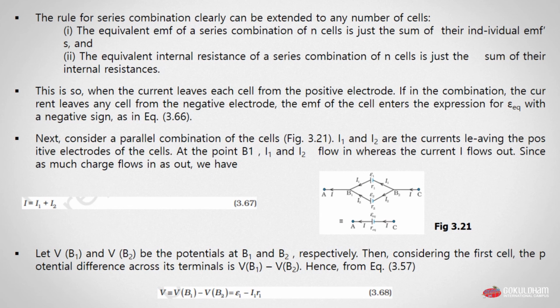Let VB1 and VB2 be the potential differences at B1 and B2 respectively. Then, considering the first cell, the potential difference across its terminal is VB1 minus VB2, and hence from equation 3.57 we have V equal to VB1 minus VB2, which is equal to epsilon 1 minus I1 R1, which is our equation 3.68.